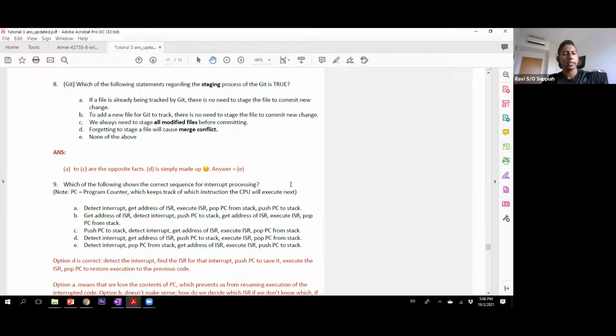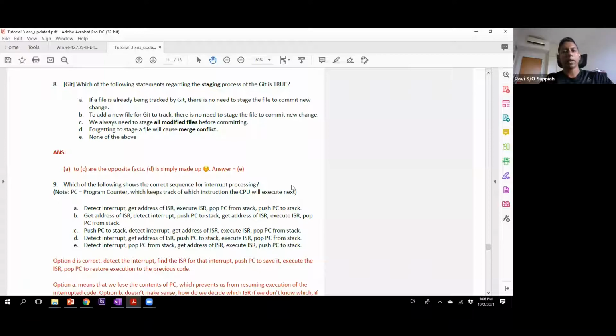Okay, so question 8 is on Git. So in Git, the question is on staging. Let's look at the options to see if any of them are true. The first option here: if a file is already being tracked by Git, there is no need to stage the file to commit new change.